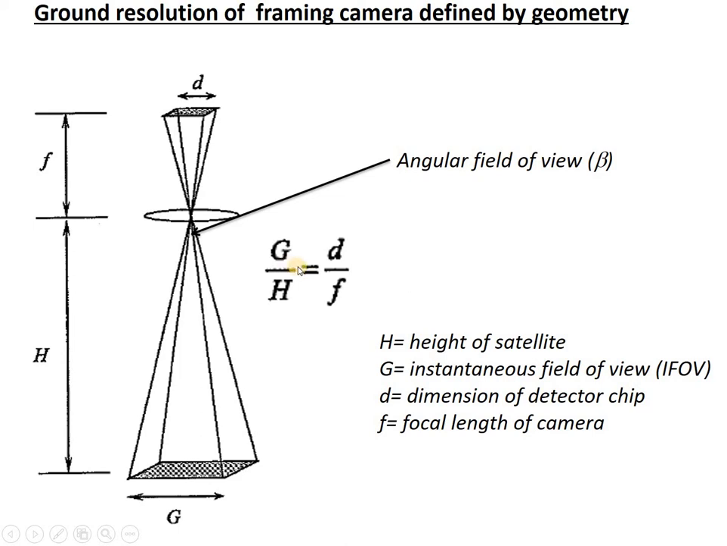So it might be pretty desirable, for example, to have a larger instantaneous field of view, have G be bigger, right? But if you wanted G to be bigger, you would also have to increase H. You'd have to fly the satellite higher in order to maintain this simple ratio relationship. Or if you wanted G to be bigger, perhaps you would increase the size of the detector, right? So that a proportionally larger detector could map a proportionally larger field of view on the ground.